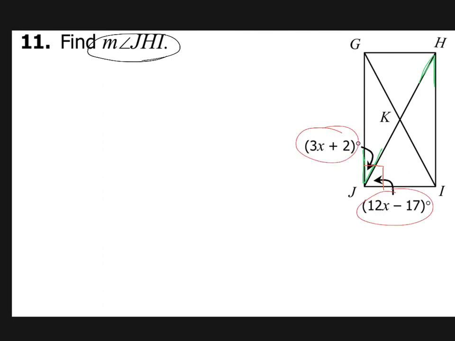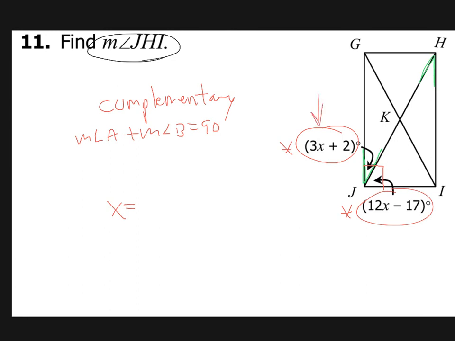Same thing I just did a few seconds ago. I'm going to add them up, set them equal to 90 degrees, right? Remember, that was the definition of complementary: the measure of angle A plus the measure of angle B equals 90. That's these two right here. These are certainly complementary angles. Once I solve for x, I'm going to substitute it into this value because this and this angle are the congruent angles because they are alternate interior. So you should be able to complete number 11 on your own.